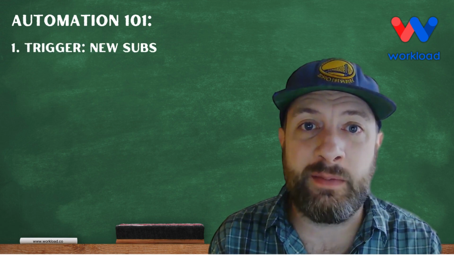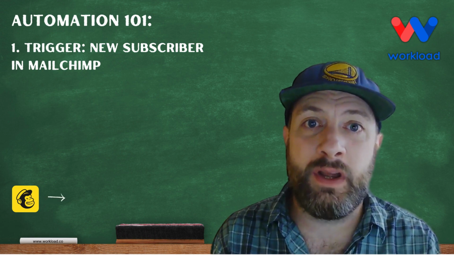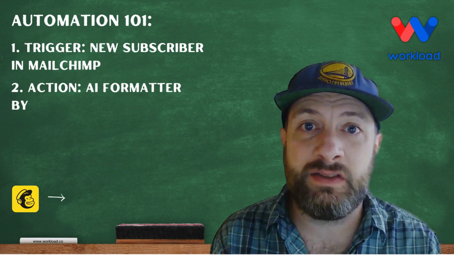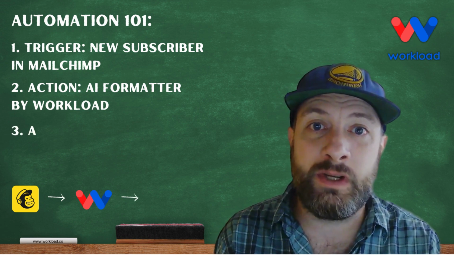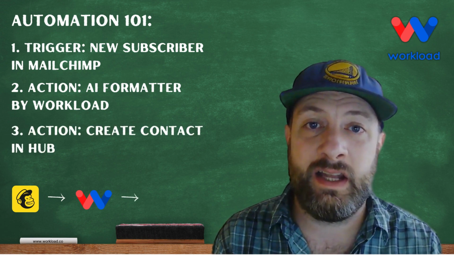In this video, we'll be building a workflow starting with a new subscriber in Mailchimp. Then we're going to format that response through the AI formatter by Workload. And finally, we'll be creating a new contact in HubSpot.